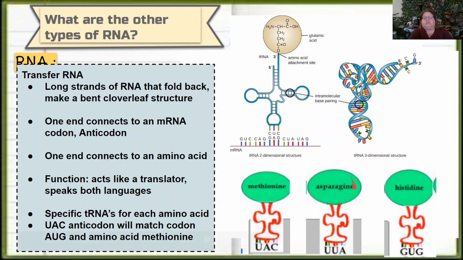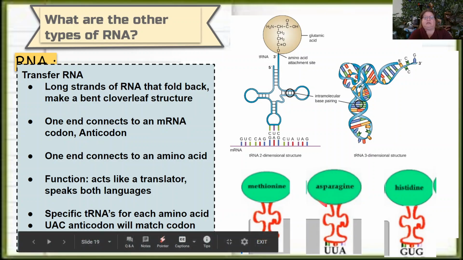And then the tRNA with the anticodon UUA will match the codon AAU and carry the amino acid asparagine. And then the tRNA that carries the anticodon GUG will match the codon.